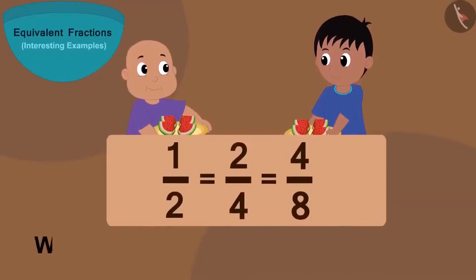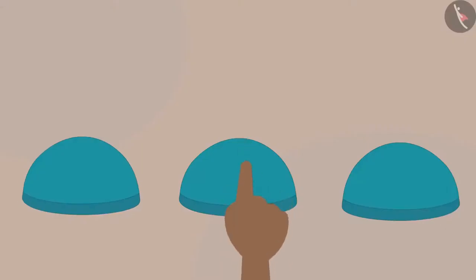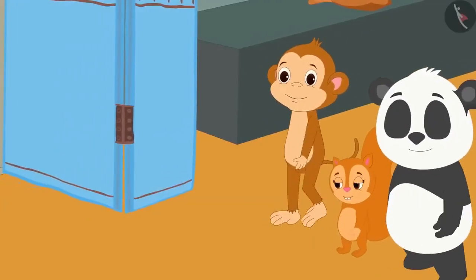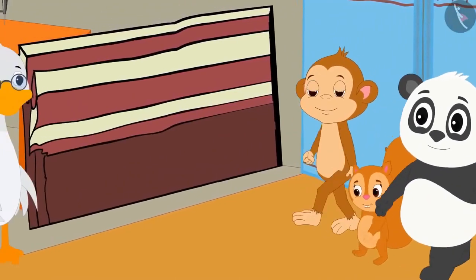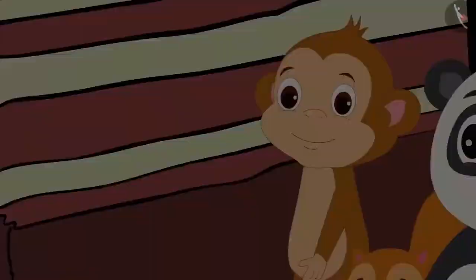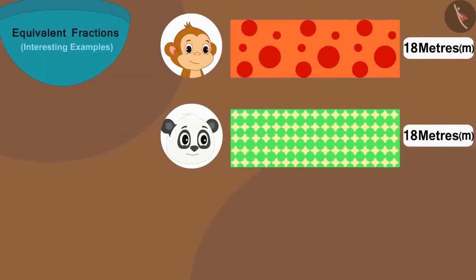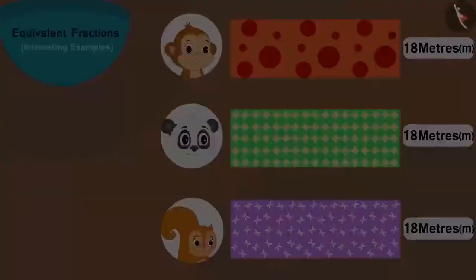In the previous video, we learned about equivalent fractions. In this video, we will see some interesting examples of this. Today, Babban, Golu and Chanda have come to buy clothes from Barbole uncle's shop. Babban bought an 18-meter cloth of this design. Golu bought an 18-meter cloth of this design. And Chanda bought an 18-meter cloth of this design.